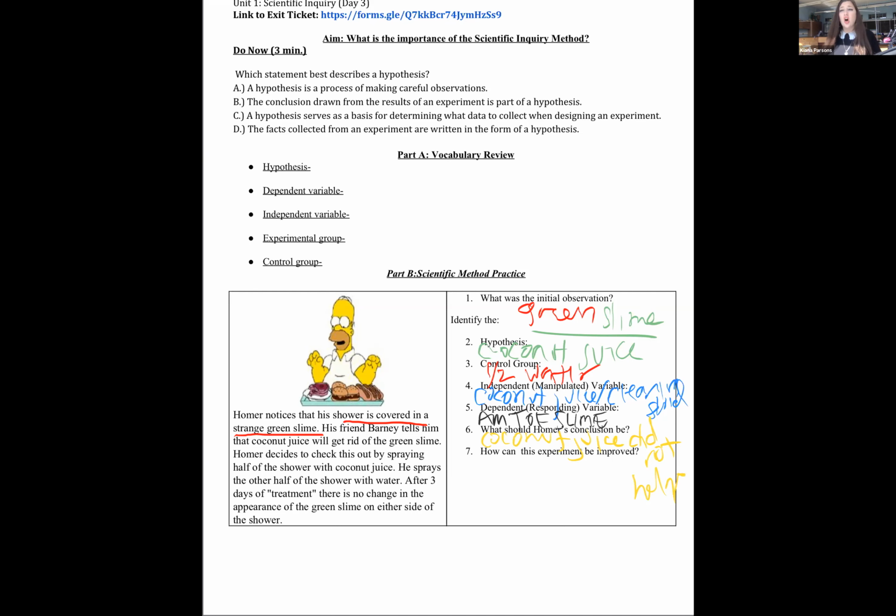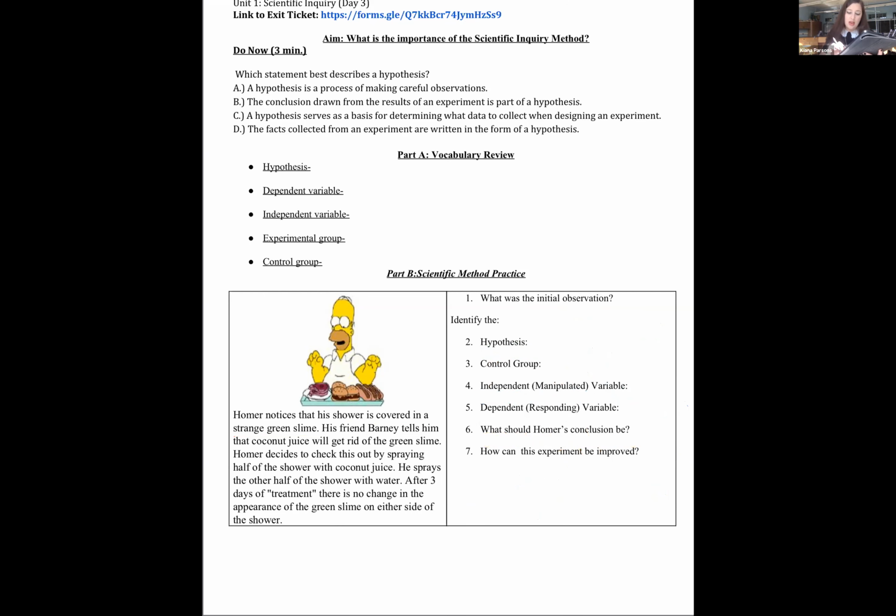Otherwise, the results are null, is a scientific word that you can describe that. Basically, there was no new information gained because a previous study conducted by Barney was that coconut juice could help. Homer says otherwise. So how can this experiment be improved? There are many answers to this question, but the primary one is more trials to determine if Barney was really onto something or what. So now let's go on and see another example.